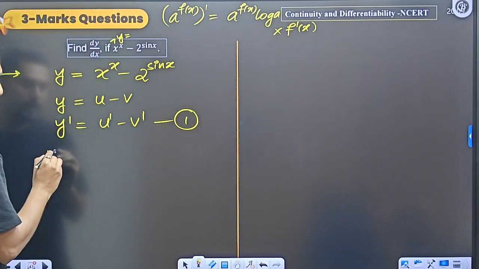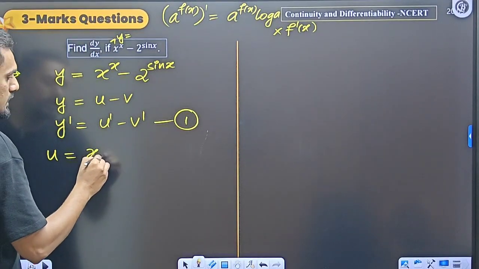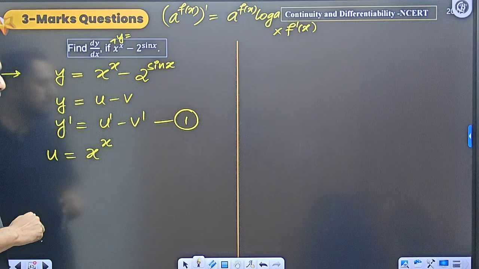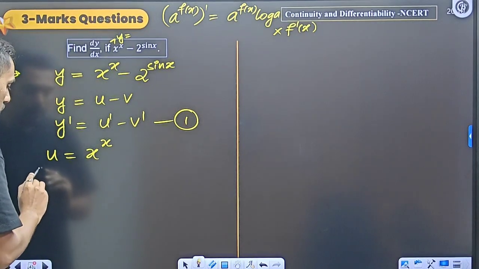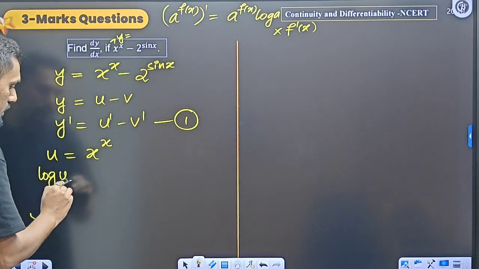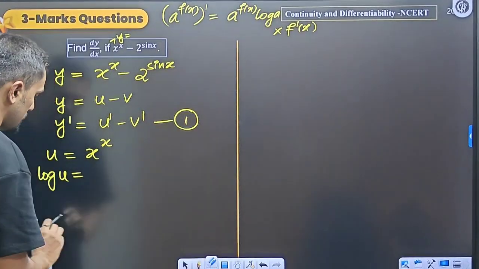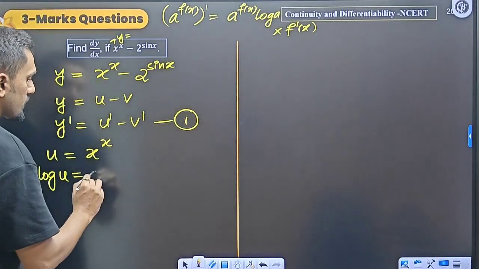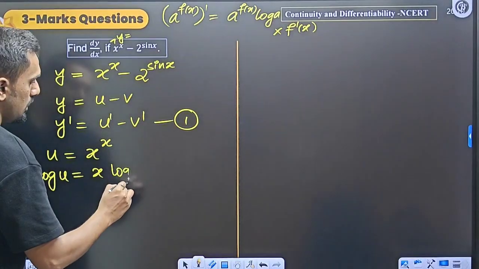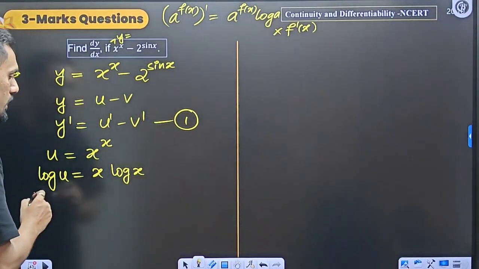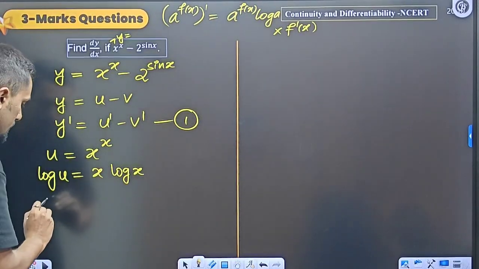So what is u here? u is equals to x raised to x. Now you take log on both sides. Log u is equals to, if I use the logarithmic rule, then this becomes x log x. Okay, now I have to differentiate this function with respect to x.